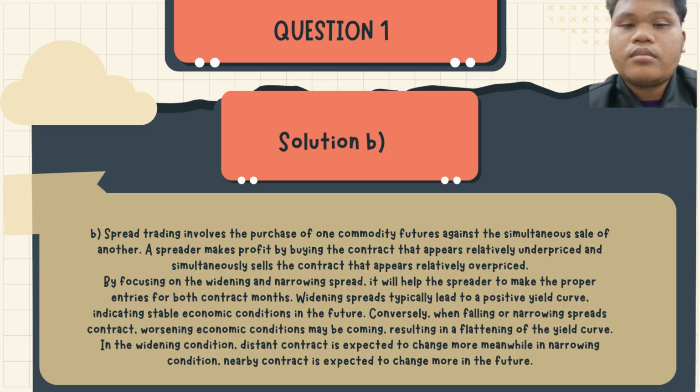To conclude, the market is bearish, so we expect the spread to narrow. Therefore, we sell the nearby March contract and buy the distant June contract. After closing the position, we earned 16 spread points, giving us a net profit of 1,500 ringgit after commission. Thank you. That is my explanation.